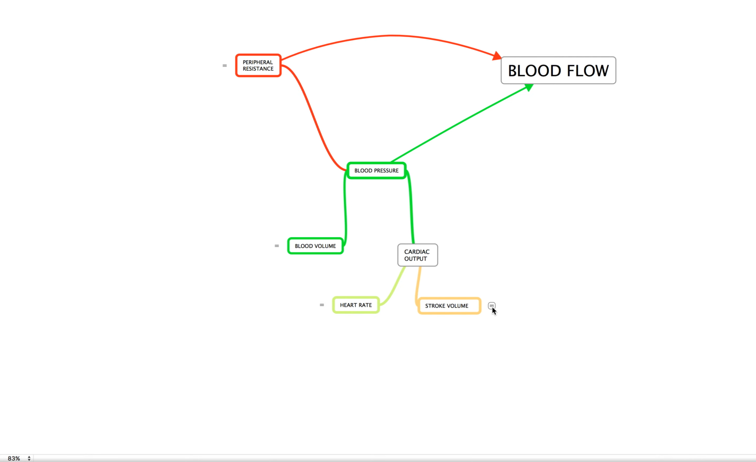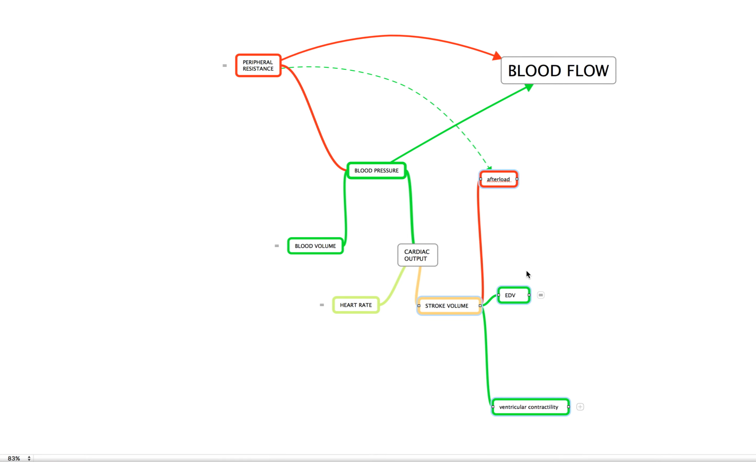And then we broke down stroke volume. And stroke volume was how much blood leaves the ventricles per contraction of the ventricles. And so what we said is that there were two things that positively impacted stroke volume and one thing that negatively impacted stroke volume. I want to remind you that whenever you see something that's in red, it's exclusively a negative impact, not bad, but reducing impact. And whenever you see green, it's going to be a positive impact.